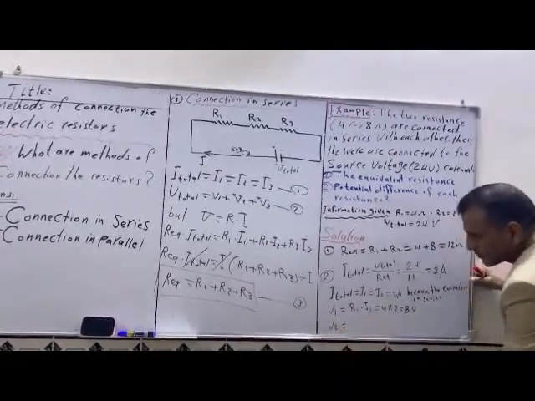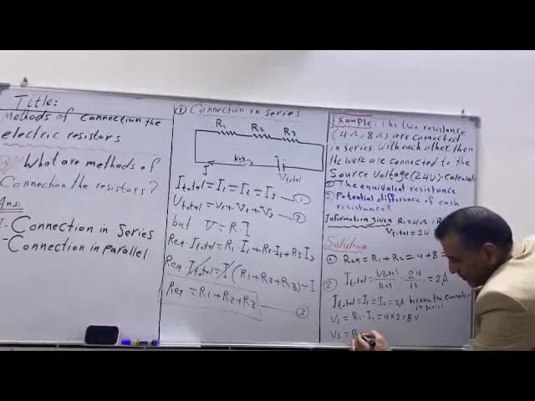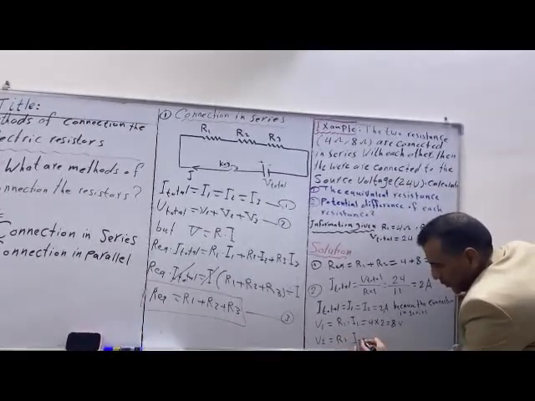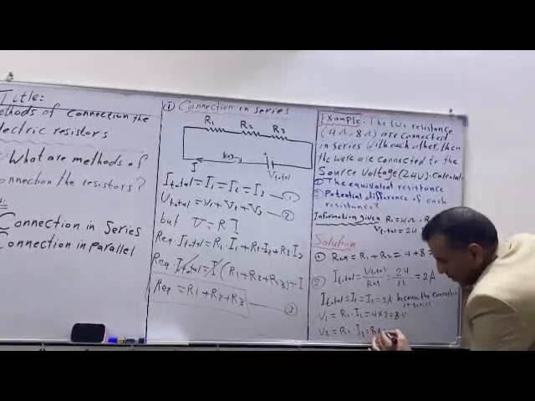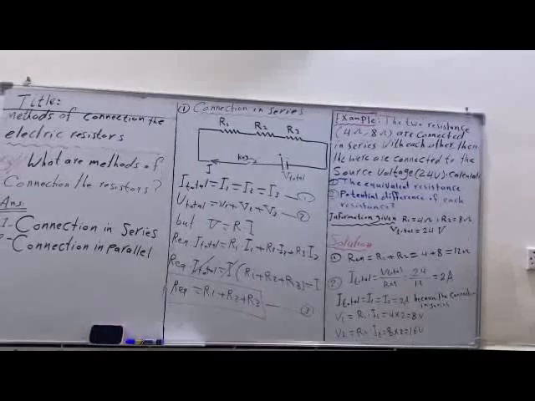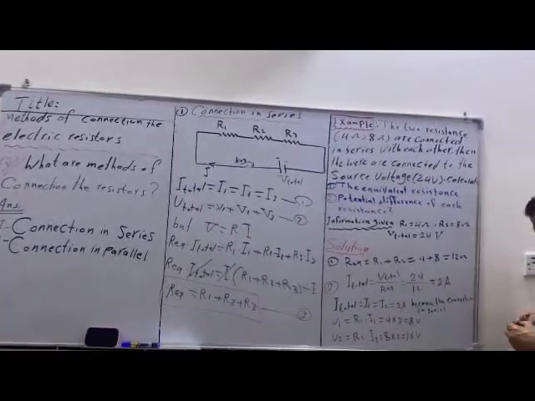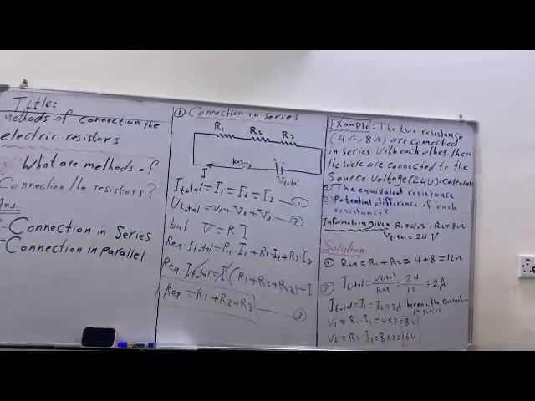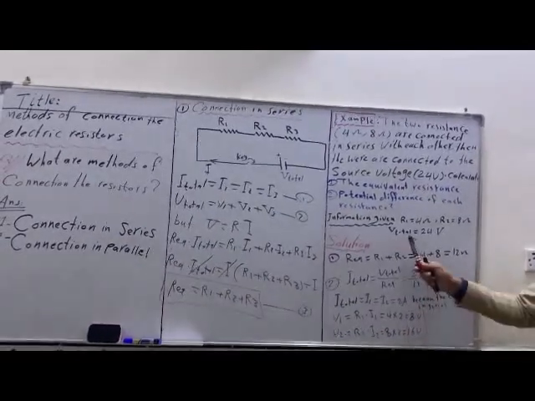V2 equals R2 multiply I2. 8 times 2 equals 16 volt. 8 plus 16 equals 24. The 24 is the V total.